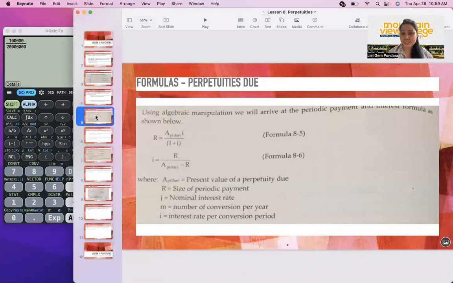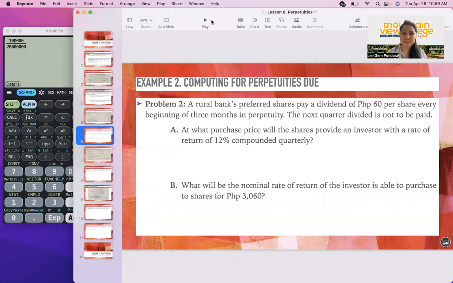For perpetuities due, here's the formula. A of perpetuity due equals R times, over I, that's our periodic interest rate, times 1 plus I. Again, when is it a perpetuity due? When the payment is given at the start of the payment interval. Let's have the first problem.